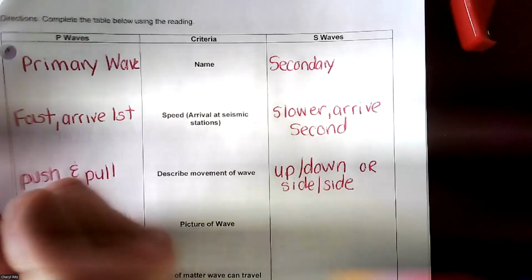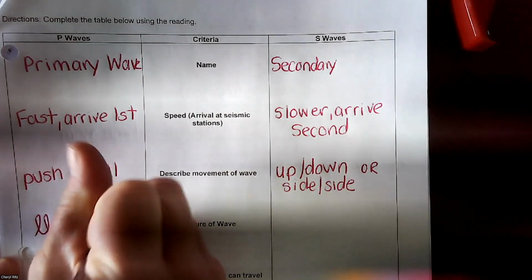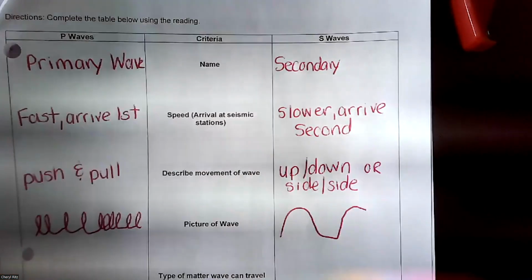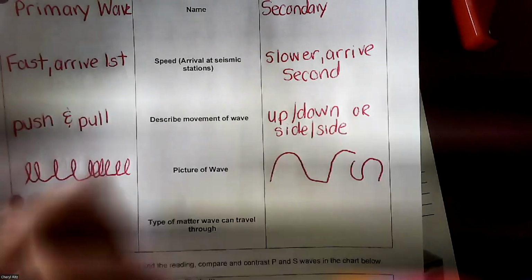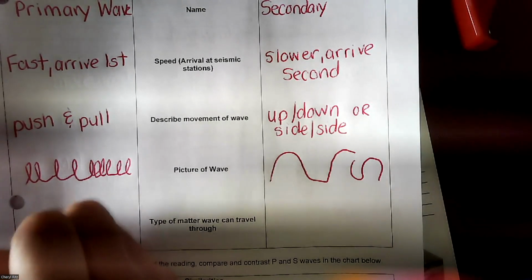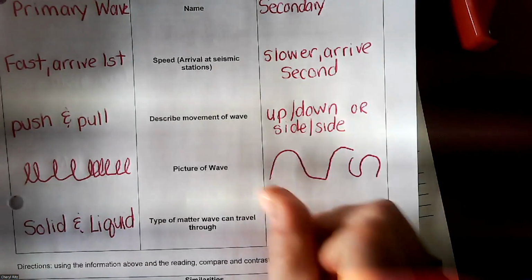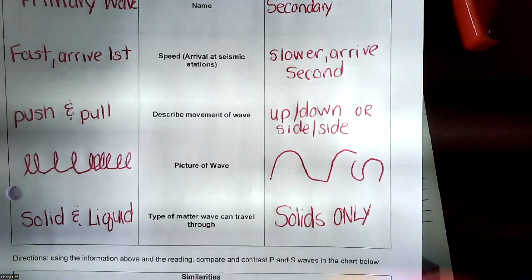So with the picture for the P wave, I'm going to show those squiggles with some of them being spread apart and some of them practically right on top of each other. And for the S wave, I'm just going to draw a typical sine or cosine, I don't know which, just an up and down hill. And then what type of material did it say? For P waves, that is solids and liquids. And how about S waves? Solids only.